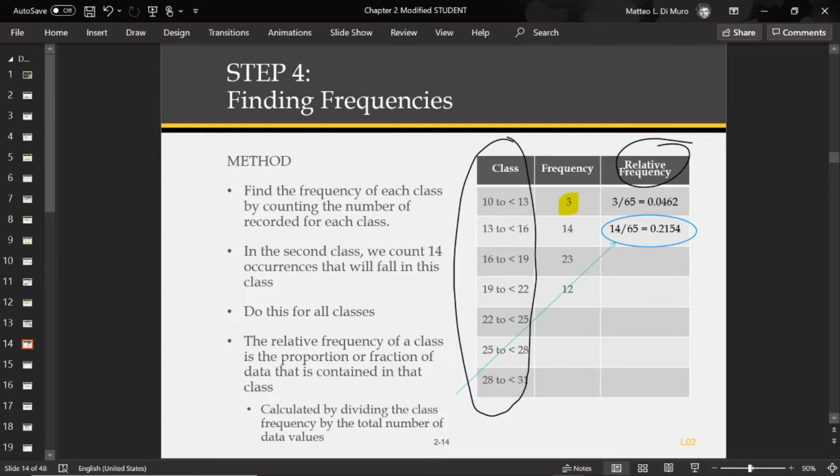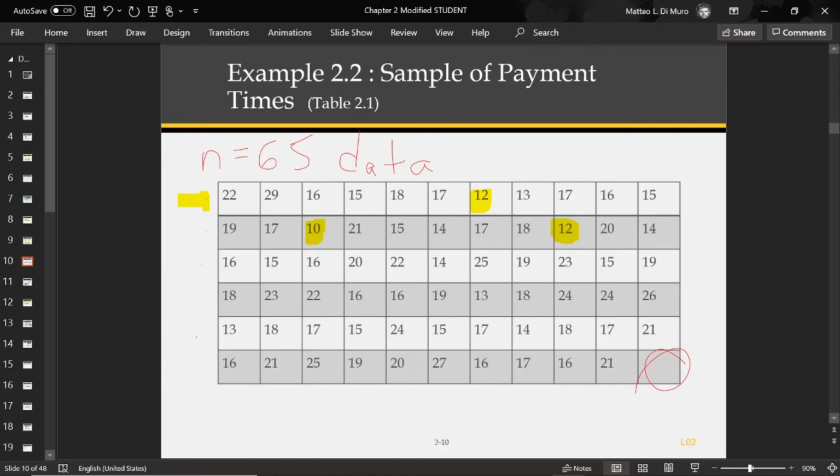Now for 13 to less than 16, there are 14. So I suggest that you pause the video, go and find them, count them up, and cross them off. Pause the video right now. Do it. I'll give you a moment.